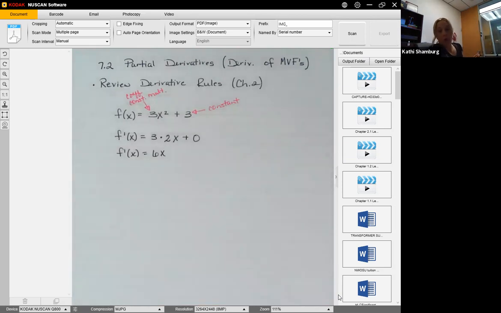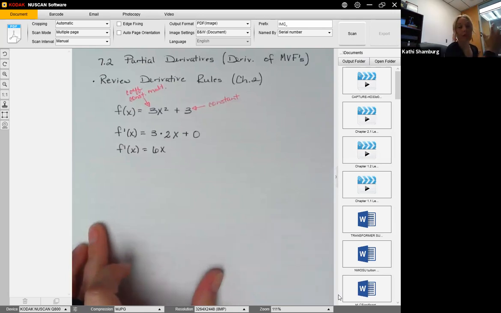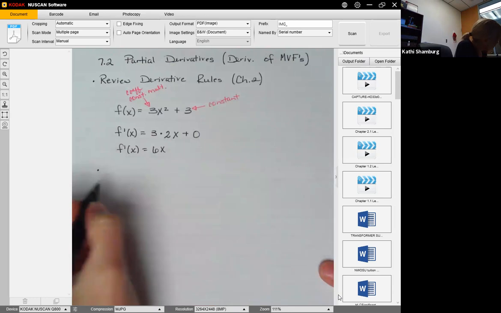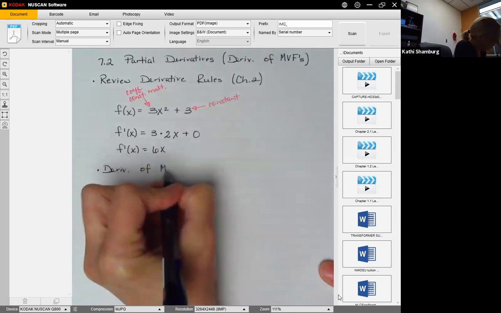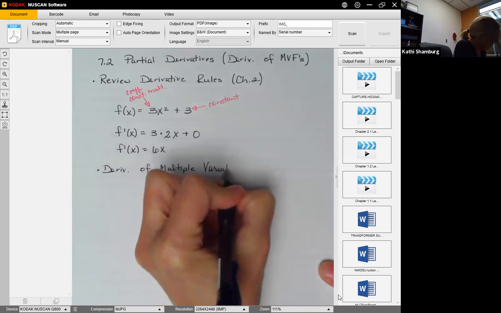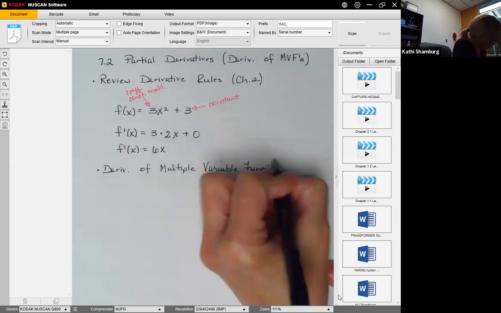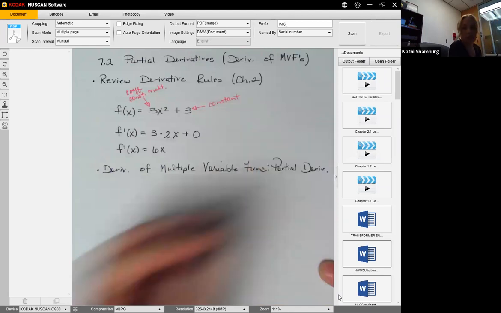Now, I'm being purposeful, and why we're going over that is because we'll be using it, but now we have multiple variables. So sometimes it can cause a little bit of difficulty for some. So now what we're going to do is we're going to look at the derivative of multiple variable functions, which, as I stated earlier, that's also known as partial derivatives. They mean the same thing, okay?